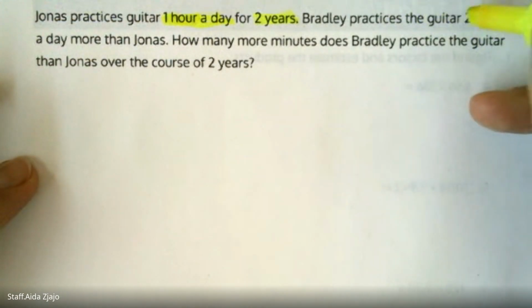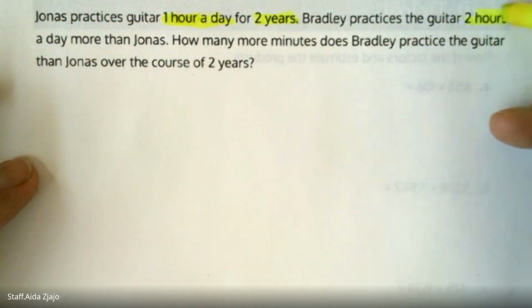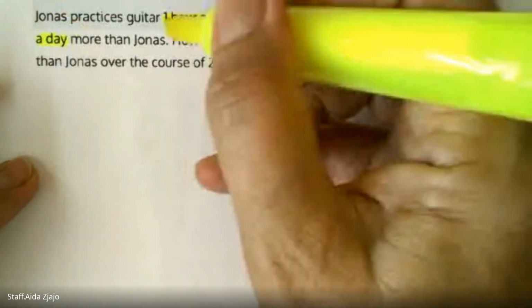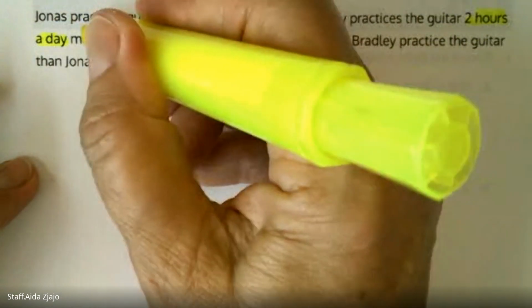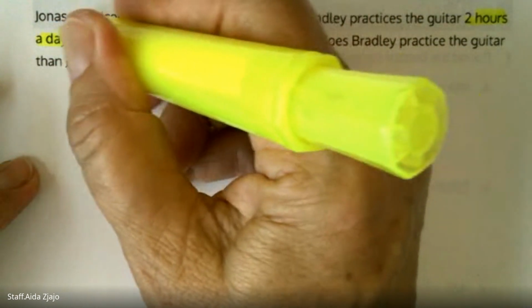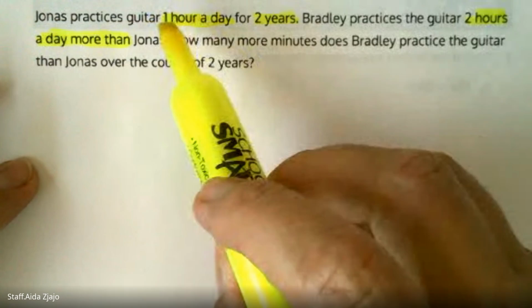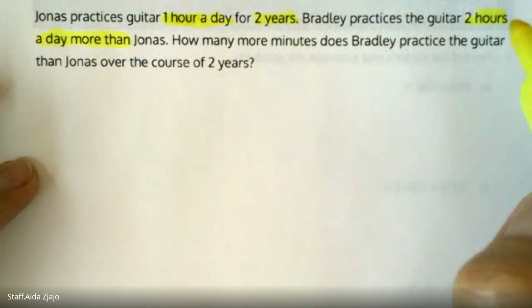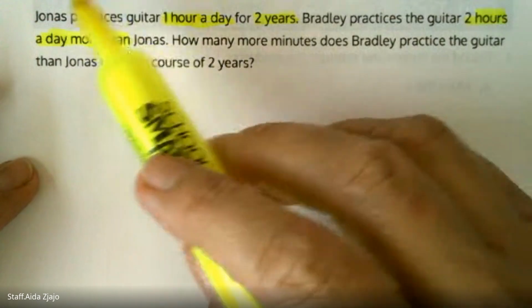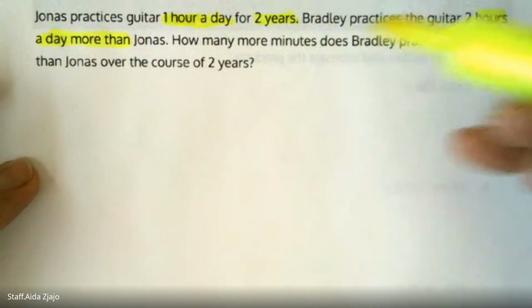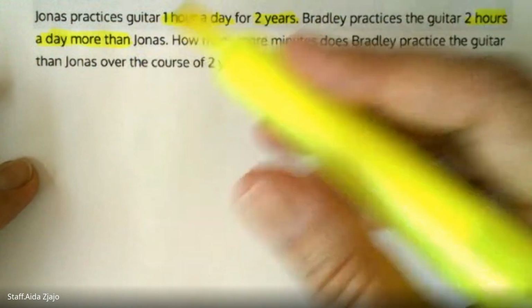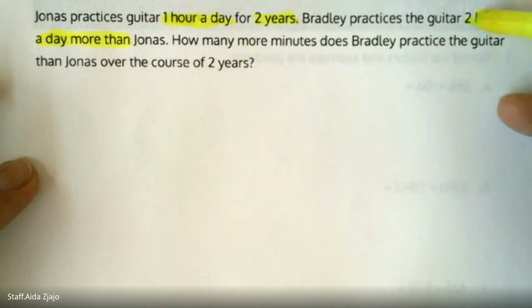Bradley practiced guitar 2 hours a day more than Jonas. More than, this is important. So 2 hours more: if Jonas is 1, then Bradley is 2 hours more. So 1 plus 2 makes 3, correct?